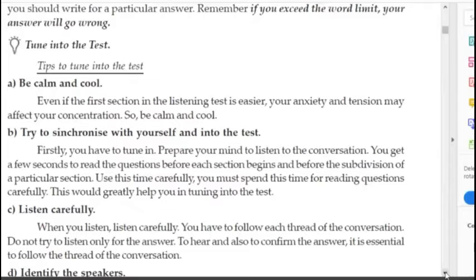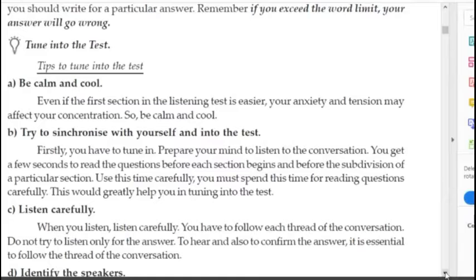So here, tuning into the test is very important. You have to be calm and cool. Everybody says you have to be calm and cool, but when the real test comes, very rarely can people be calm and cool, right? But try to be calm and cool.